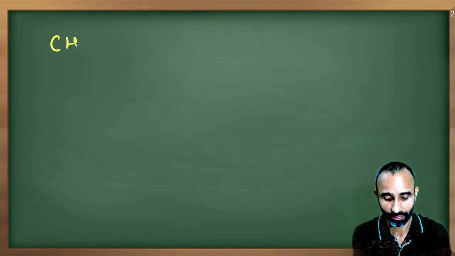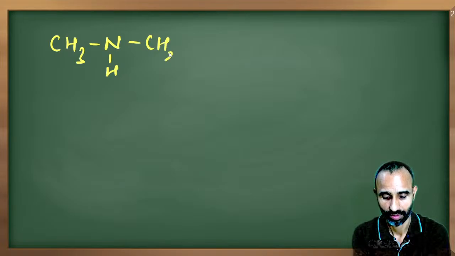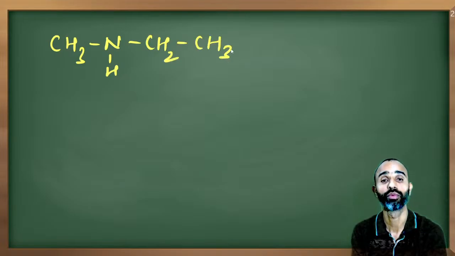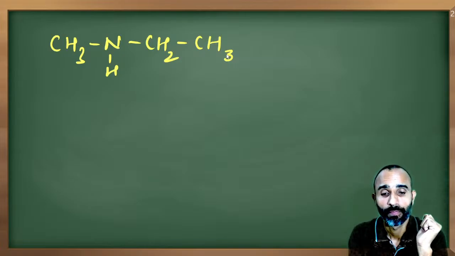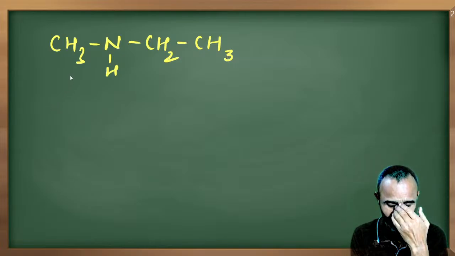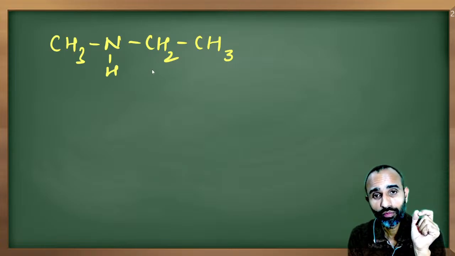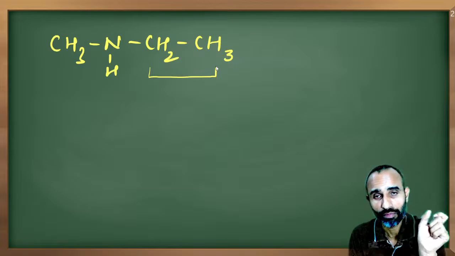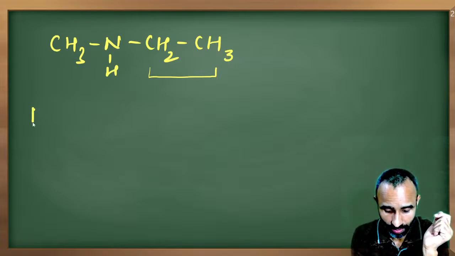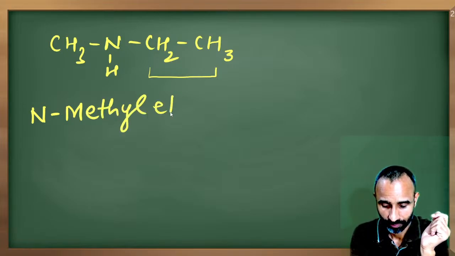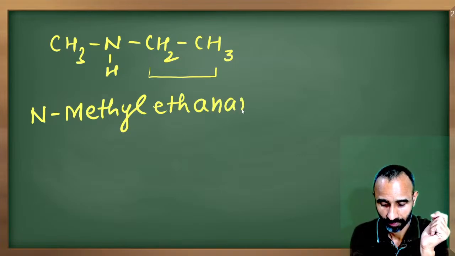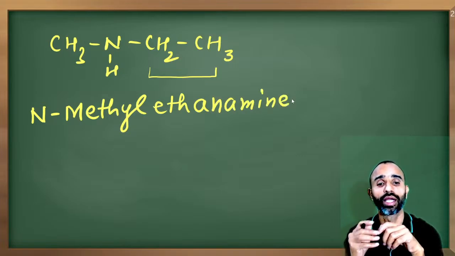For example, if we have this compound, what is the name of this compound? Yes, the one which has more number of carbons is taken as the parent chain, and the other one as a substituent. So it is N-methylethanamine.